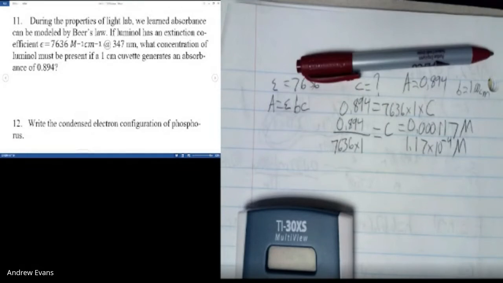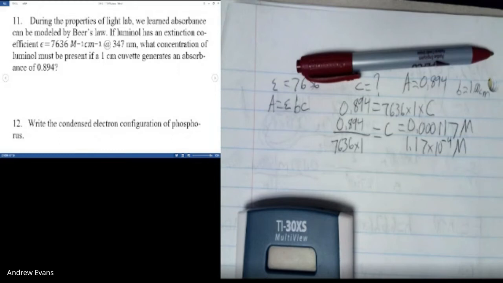Now, what would the condensed electron configuration of phosphorus be? So phosphorus, P, that is element number 15. That is row 3. Once again, I'm going to start with the full and go to the condensed. So the full would be 1s2, 2s2, 2p6, 3s2, the third element into the p, so 3p3.